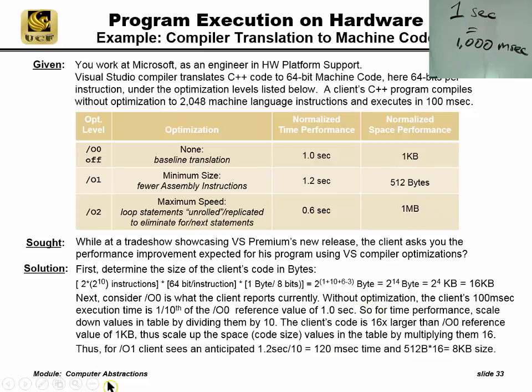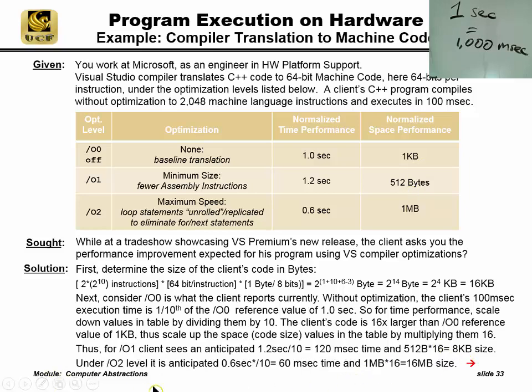So for O1, what does the client see anticipated? If you went from 1 second to 1.2 seconds for the unit program, here we're going to go from 100 milliseconds to 120 milliseconds. What about size? Size went from 1K to 512. 1K is 1024, and 512 is half. So it's actually 8 kilobytes in size.